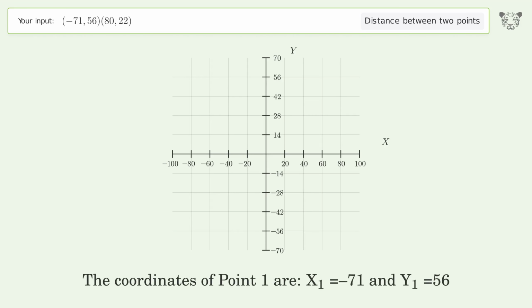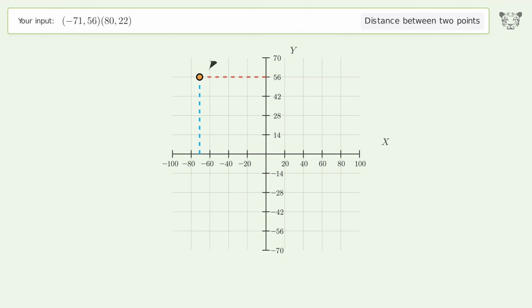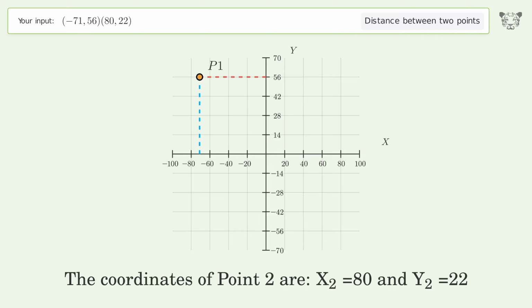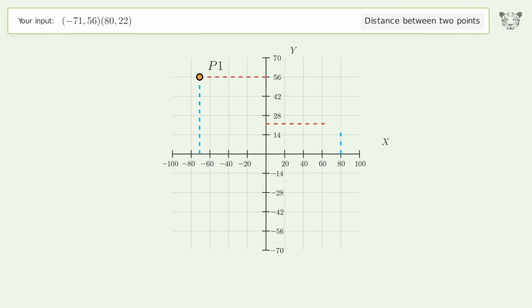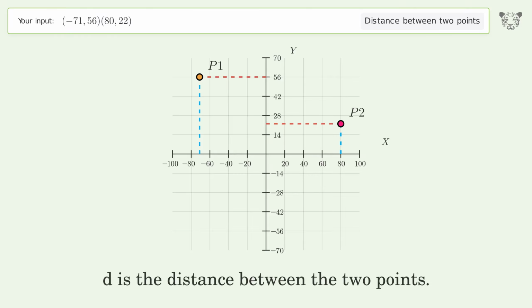The coordinates of point 1 are x1 equals -71 and y1 equals 56. The coordinates of point 2 are x2 equals 80 and y2 equals 22. D is the distance between the 2 points.